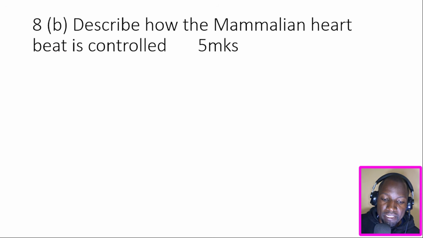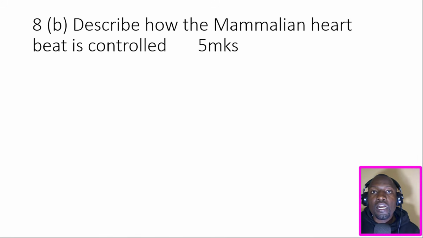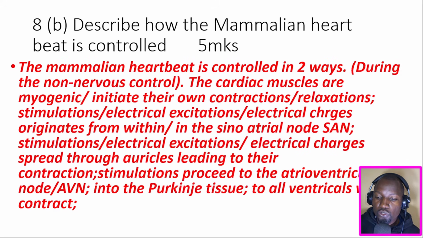Question number 8b, which states, describe how the mammalian heart is controlled. The mammalian heart is controlled in 2 ways. The first way is what we call non-nervous control. Remember, the cardiac muscles are myogenic. That is, they initiate their own contractions and relaxations.